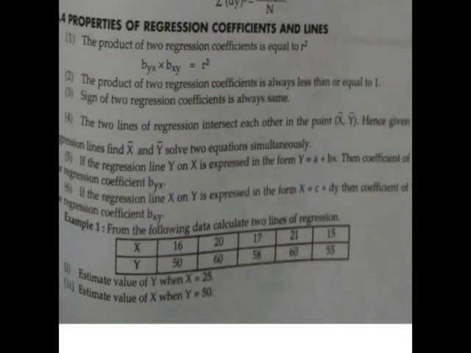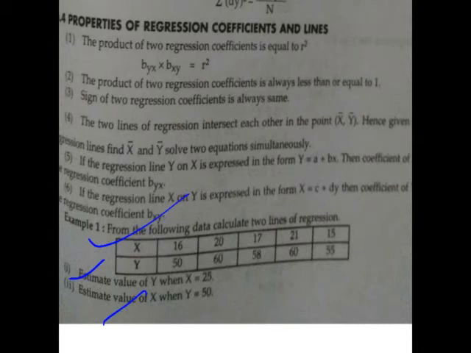Now for example, from the following data calculate two lines of regression. So what is the data given, x and y: x is 16, 20, 17, 21, 15 and y is 50, 60, 58, 60 and 55. What we have to do, estimate the value of y when x is equal to 25 and estimate the value of x when y is equal to 15.